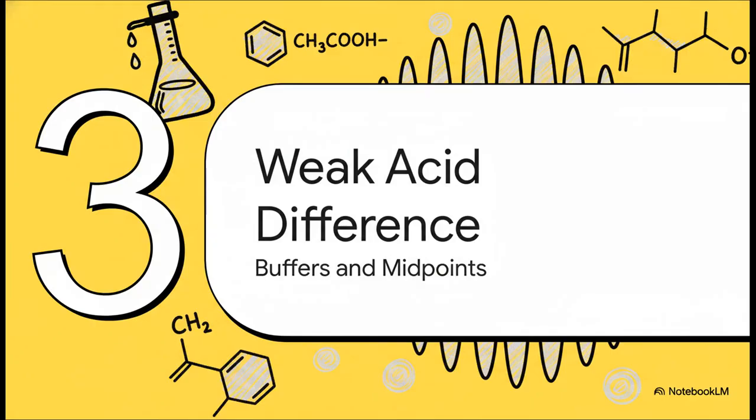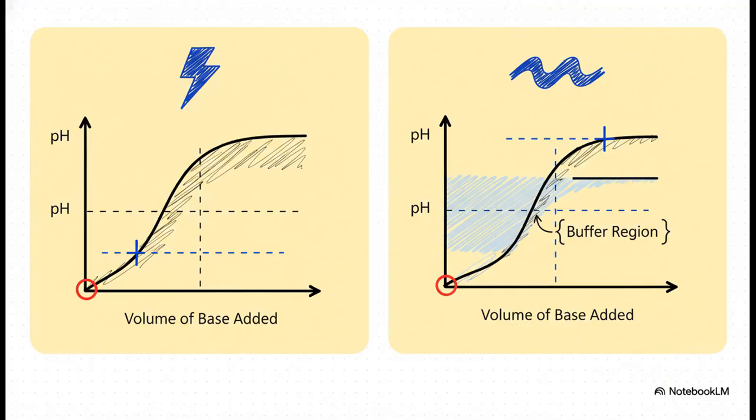Okay, so that was strong on strong. But now things get really interesting. What happens when our unknown is a weak acid? Something like the acetic acid you find in vinegar? Well, the story that the curve tells is totally different. And you can see the difference clear as day. Let's break down the 3 big giveaways.